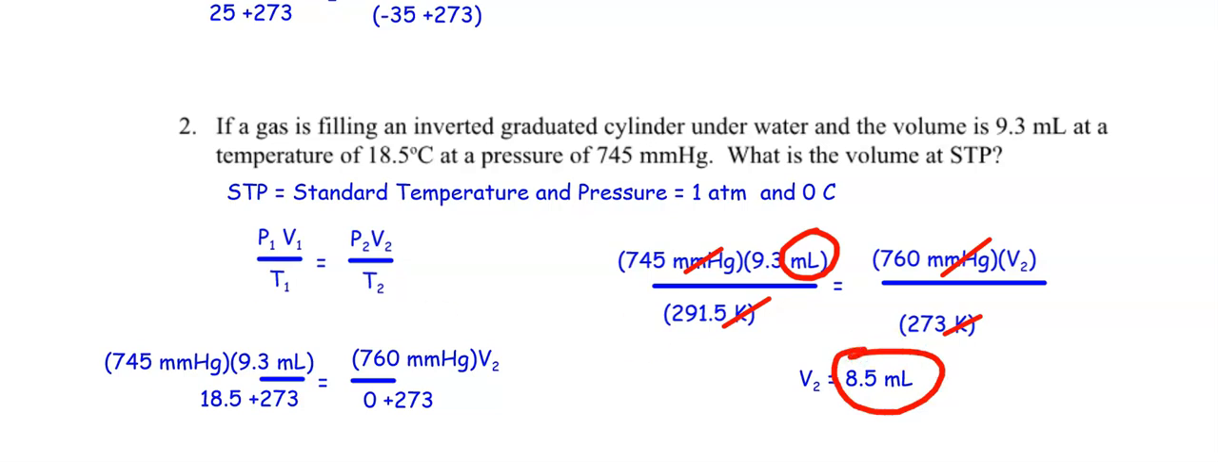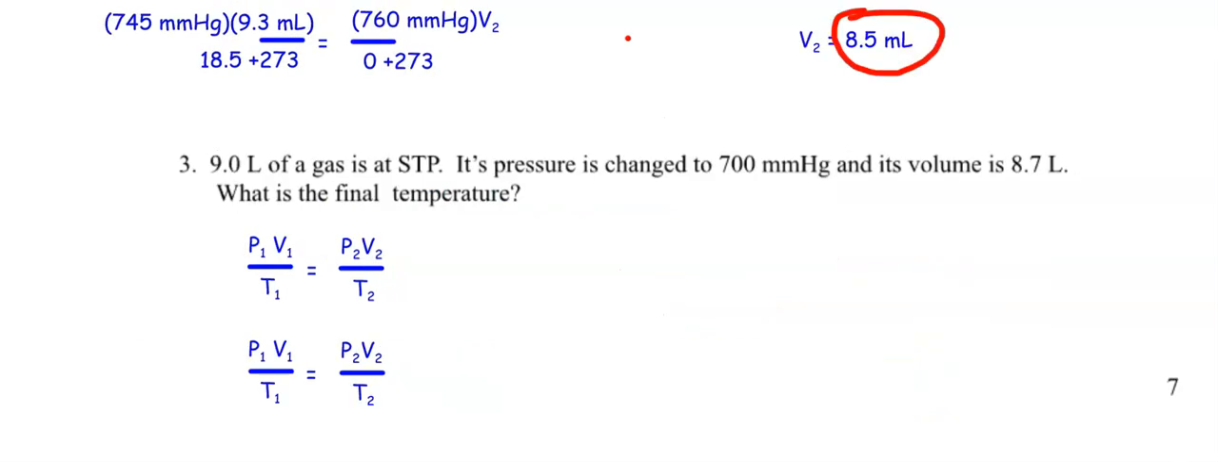So let's go ahead and do number 3. Okie dokies, if 9 liters of gas is at STP, so we start off at STP, the pressure is changed to 760 millimeters of mercury, and the new volume is 8.7 liters. So what's the final temperature? Why don't you pause this, figure it out, and come back when you're done.